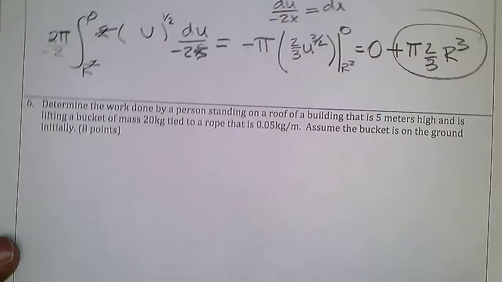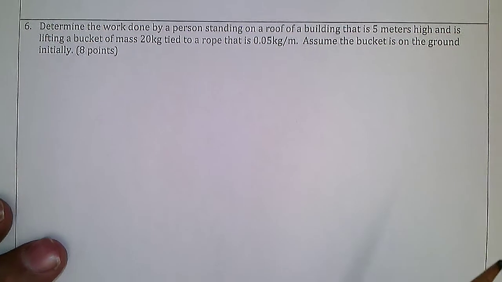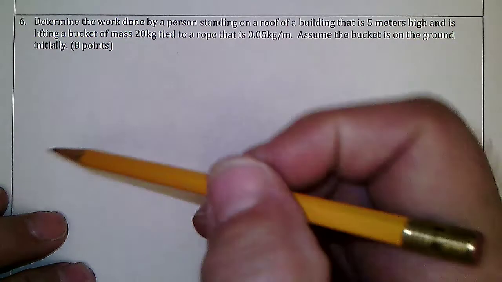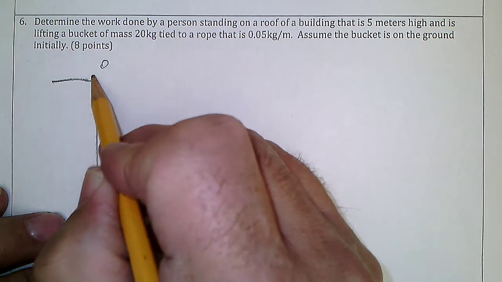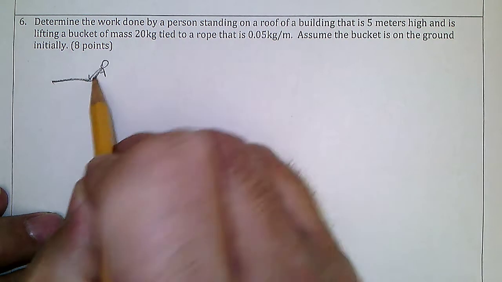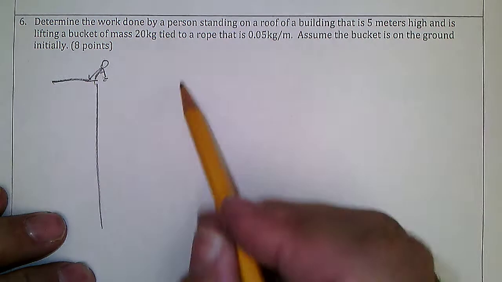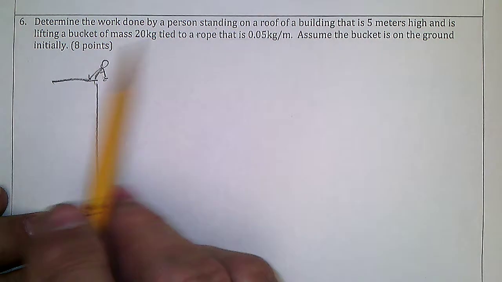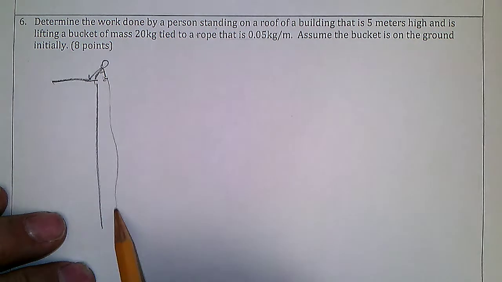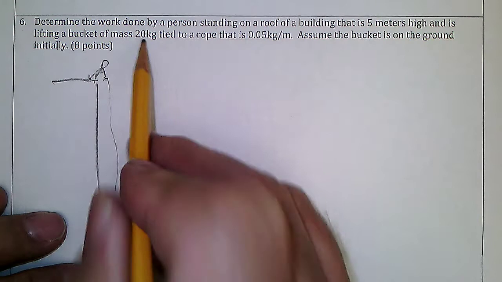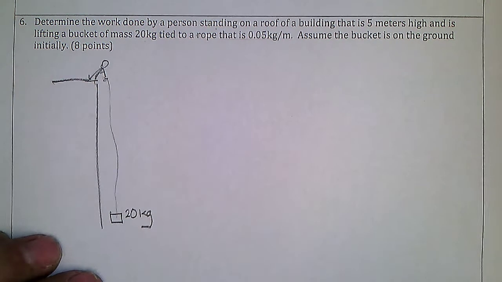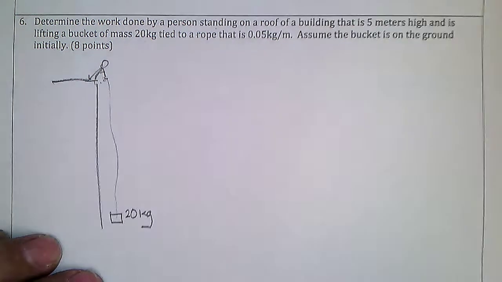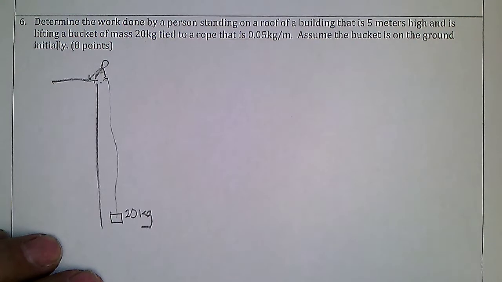Okay, number 6. The work done by a person standing on a roof, leaning over here, trying to pull something up, and it's a rope tied to the bucket that's down here on the ground, that has a 20 kilogram mass. So we're going to lift that 20 kilograms. It's not going to change all the way up, so we can figure out the work on that.